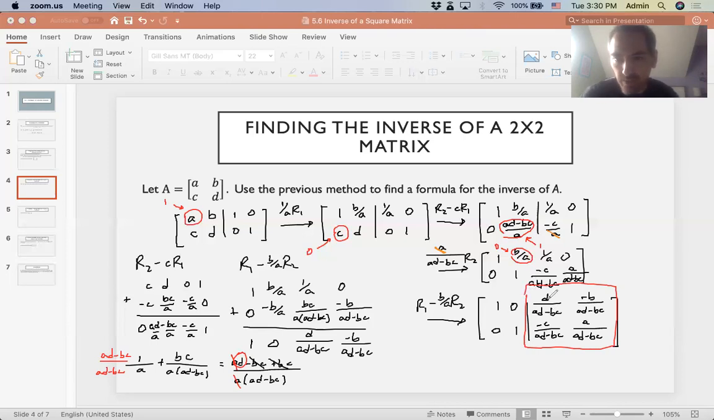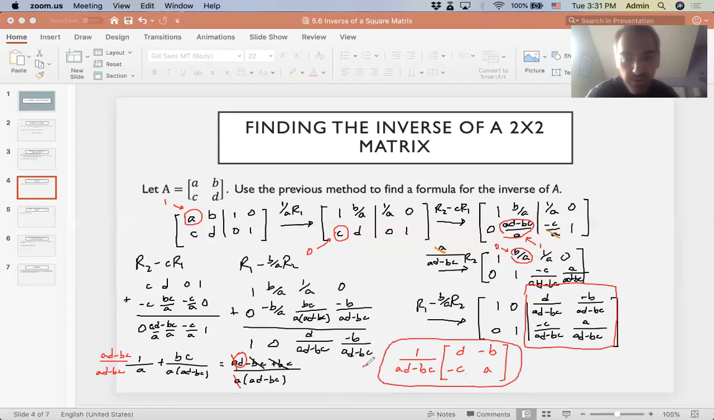All right, it's D over AD minus BC, negative B over AD minus BC, negative C over AD minus BC, and A over AD minus BC. Now you may notice that we can take a 1 over AD minus BC out of each of these terms. And then what we have left, the numerators, D, negative B, negative C, and A is the inverse, right? So this is my inverse. This is the formula that you'll see for the inverse.